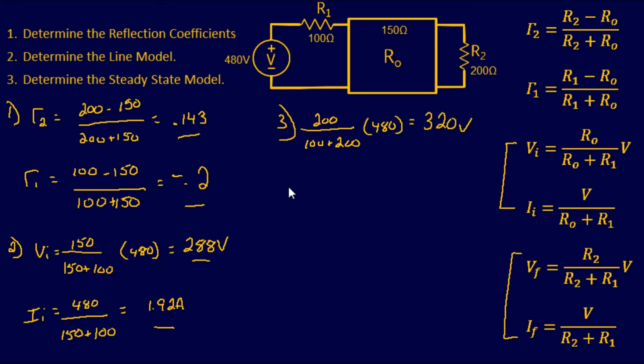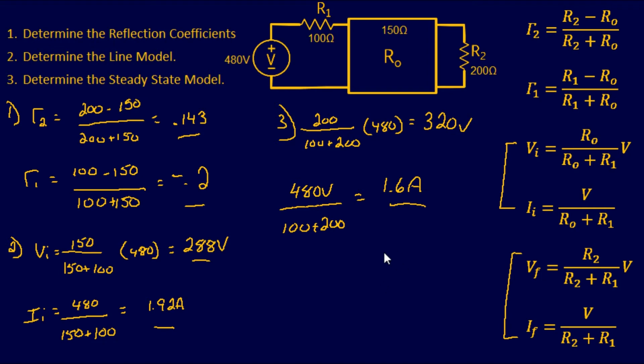Now current is going to be also 480 volts over R1 plus R2, which is 100 plus 200. Plug and chug in that calculator as well. Gives us an answer as 1.6 amps. So this is going to be our final current. This is our initial current. Final voltage, initial voltage. And these are different.